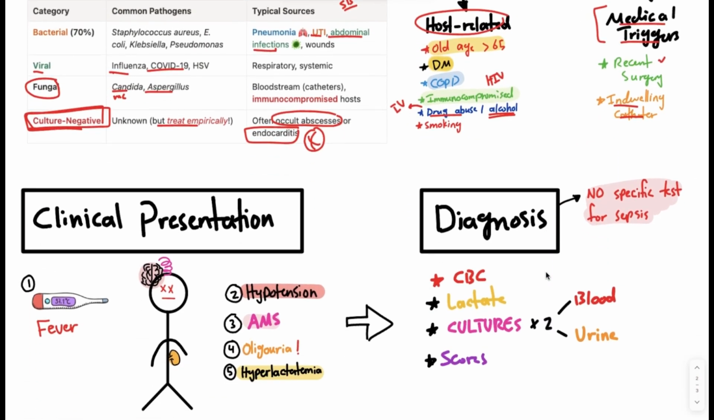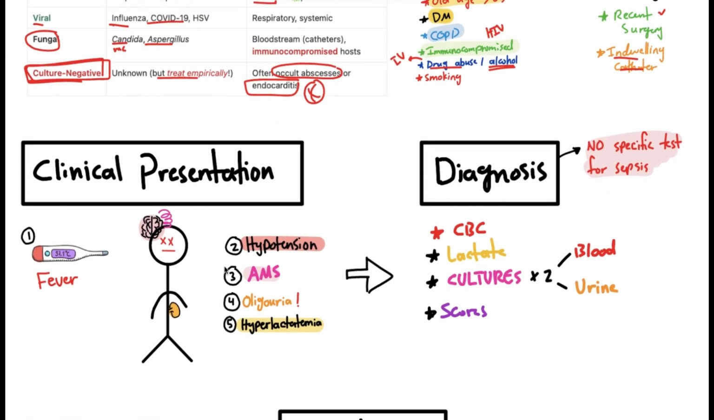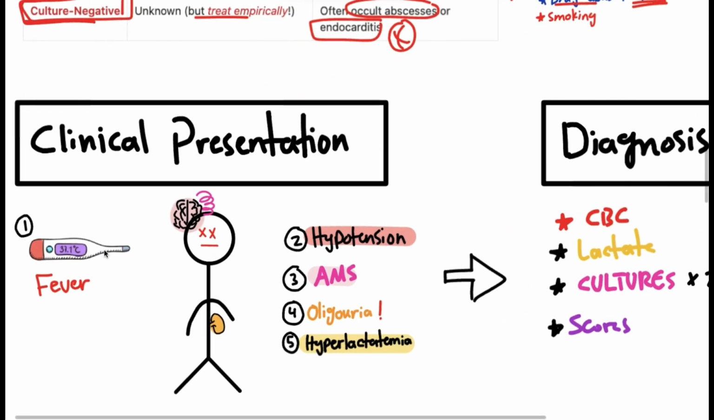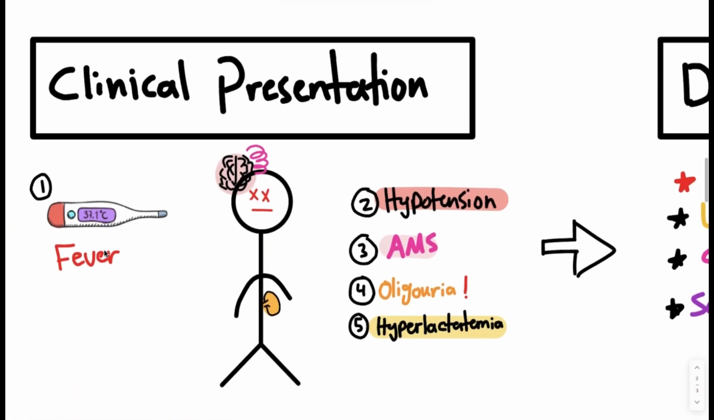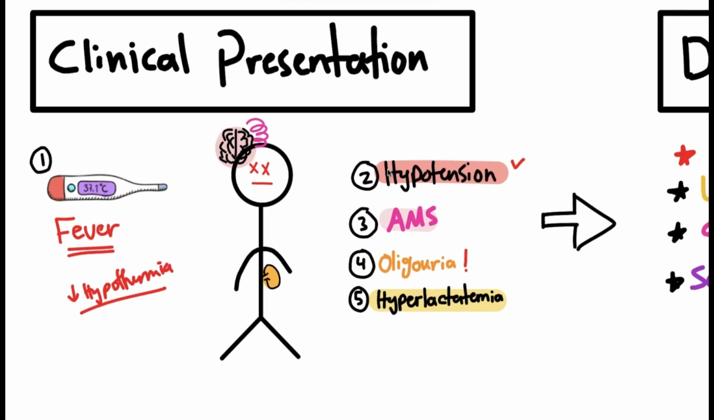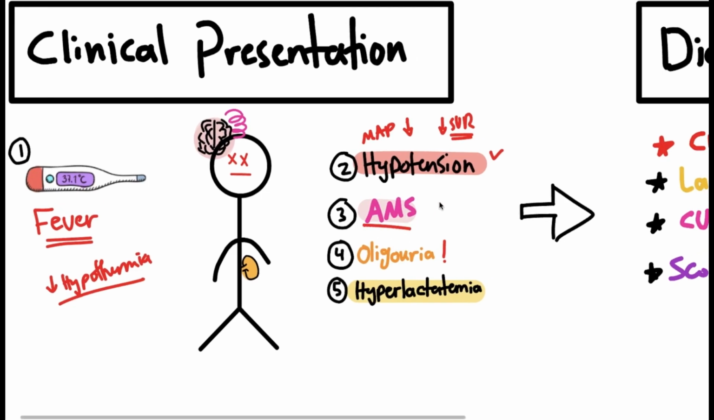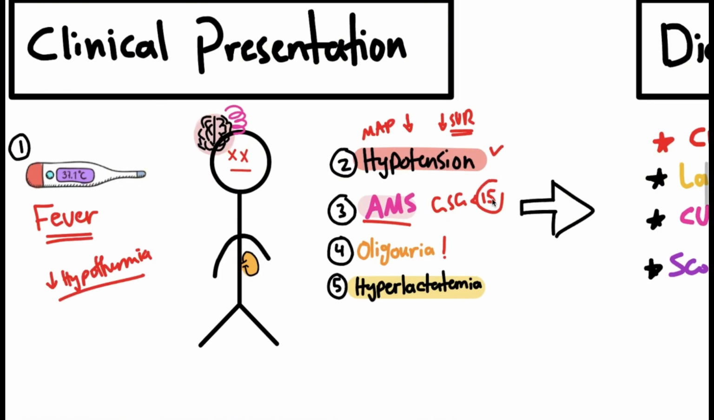So next, let's discuss clinical presentation. For clinical presentations, the patient can present with fever, but you have to keep in mind that some patients will develop hypothermia. So we have fever or hypothermia. We have hypotension. Again, we said that the MAP is going to be decreasing because we have a decrease in systemic vascular resistance. We have altered mental status with a Glasgow Coma score less than 15, in which you are alert and cooperative.